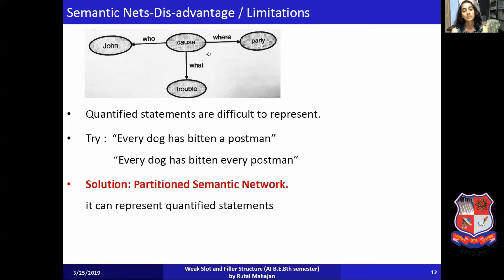One more disadvantage is that we cannot express quantified statements using simple semantic nets. Let's try to represent: every dog has bitten a postman.